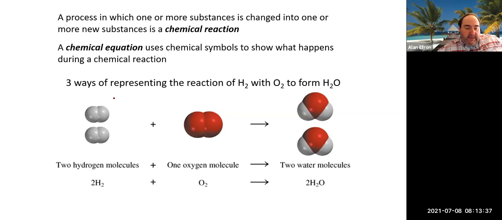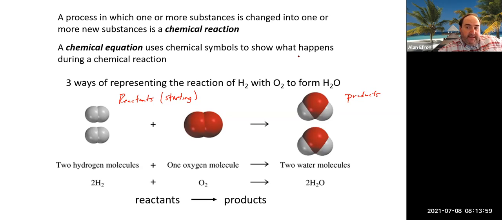Usually on the left hand side of the arrow are our reactants, and that is pretty much your starting material. On the right hand side of the arrow are our products, and those are the ending substances that were formed as a result of this chemical reaction. The arrow means to yield or to produce.